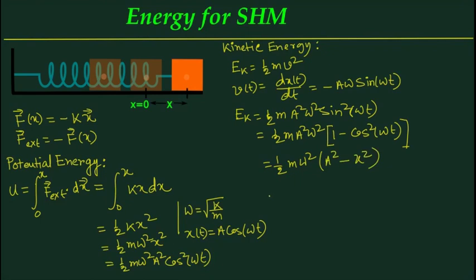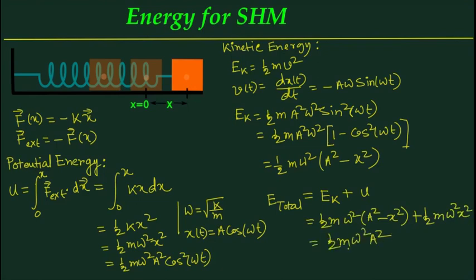So the total energy E total is equal to kinetic energy plus potential energy U. This is equal to half m omega square into (a square minus x square) plus half m omega square x square. For a given spring mass system, the mass of the object is constant, the frequency omega is constant, and the amplitude a is constant. So the total energy is constant.